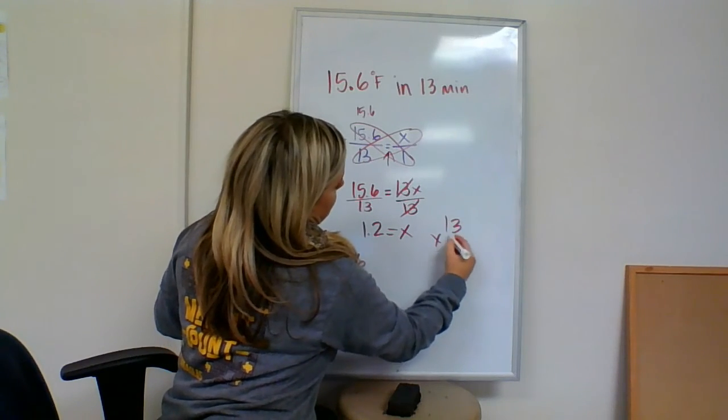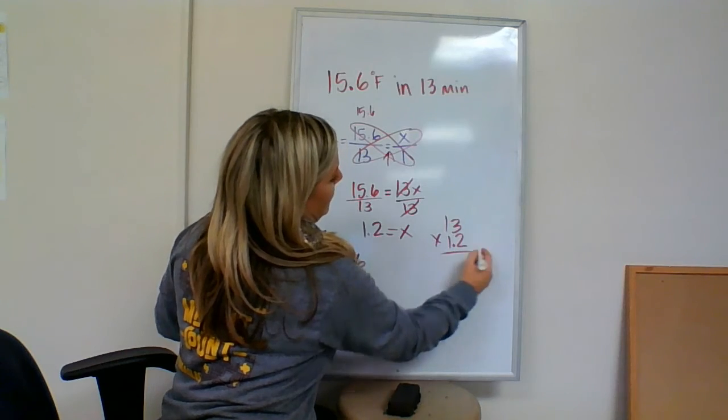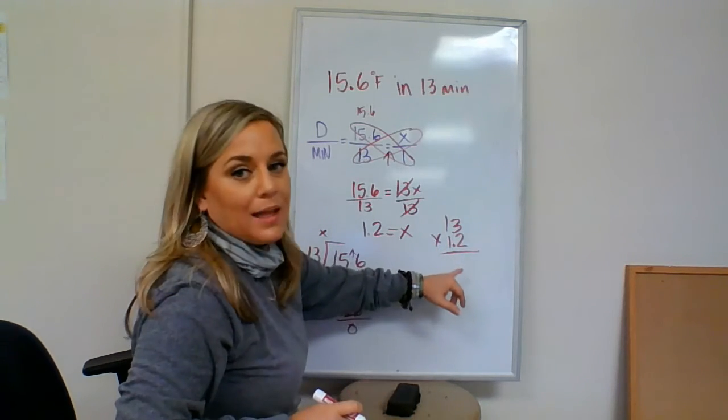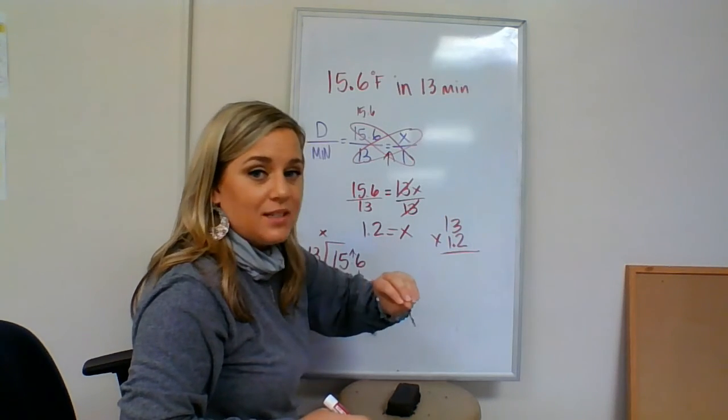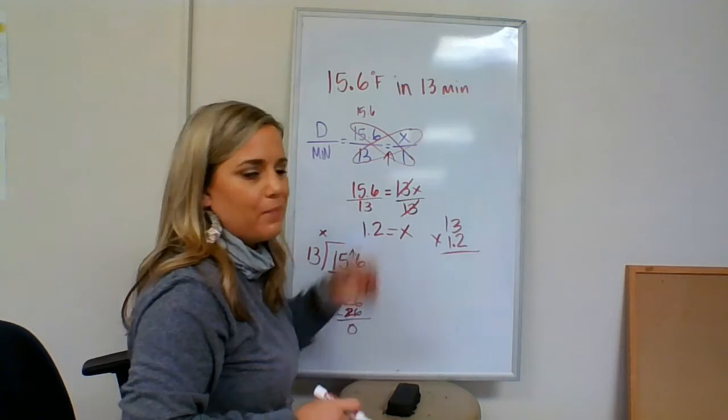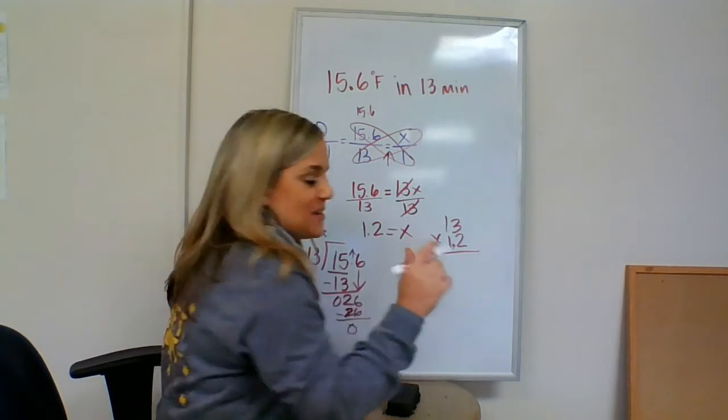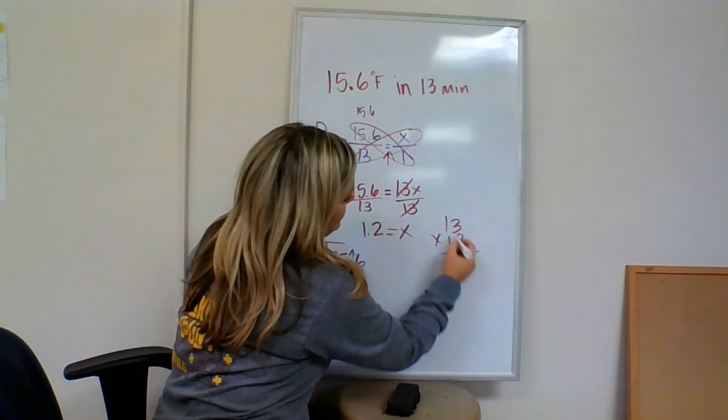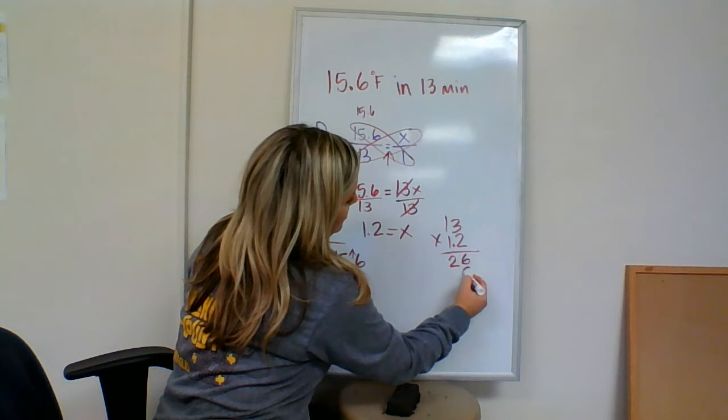I'm going to do 13 times 1.2. Now remember, when you multiply decimals, you don't worry about lining up decimals. When you're adding and subtracting decimals, they've got to line up. But we're multiplying, we ignore it until the end. Okay, 3 times 2 is 6. 1 times 2 is 2. We've got to drop a 0.